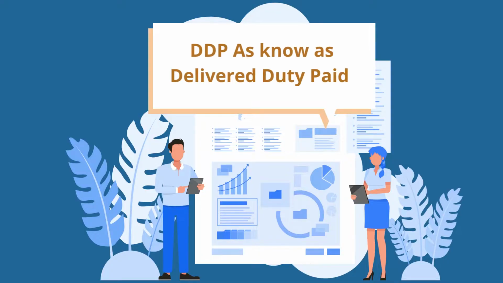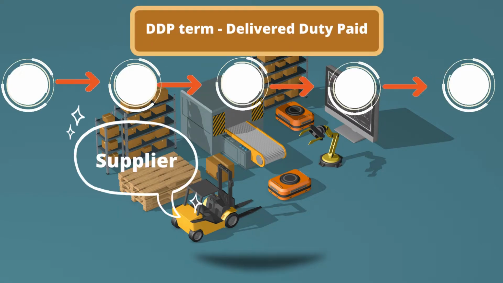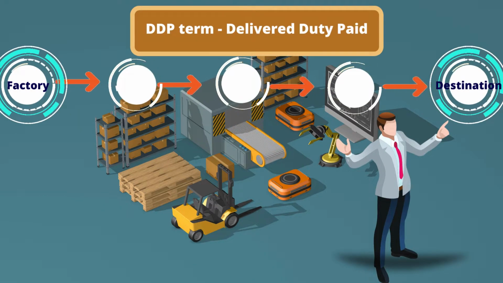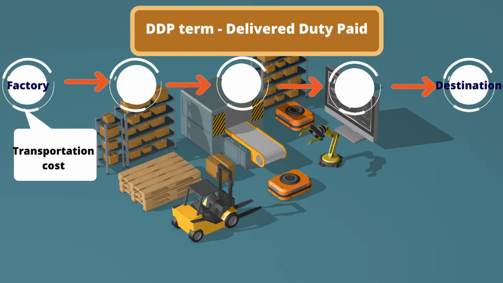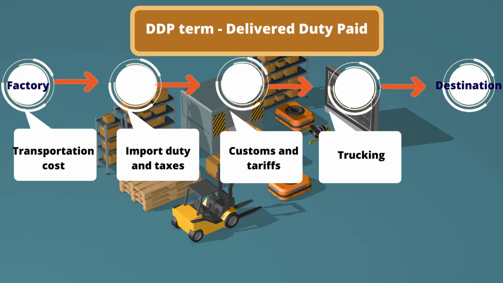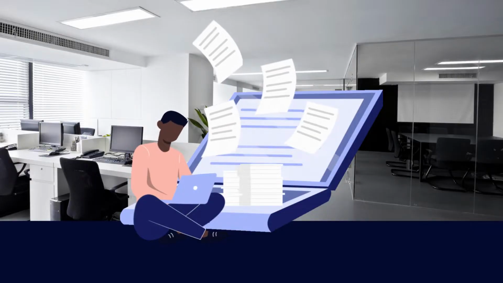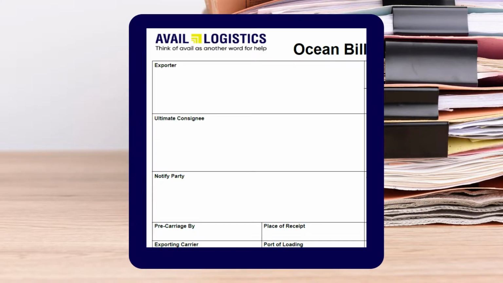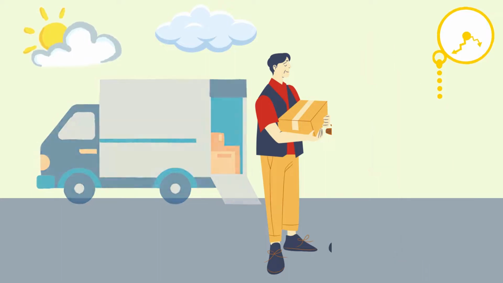We can say DDP, also known as delivered duty paid, is the most favorite trade term for new importers. Because under the DDP term agreement, the seller is responsible for the shipment at all points, from the supplier warehouse until the goods reach the final destination warehouse, or buyer warehouse. For instance, they need to pay the transportation cost, import duty and taxes in both origin and destination country, customs and tariffs, trucking, unloading in some cases, and all other applicable import formalities. The seller will need to provide all import documents needed in this process, including commercial invoice, packing list, bill of lading, duty report, and proof of delivery, plus they have to take responsibility for any delays on the shipment.